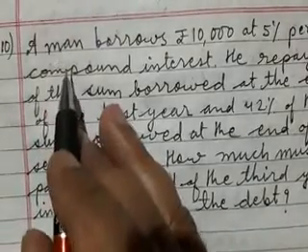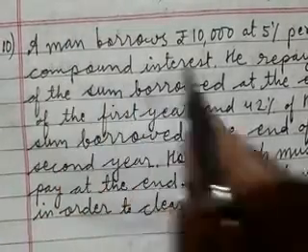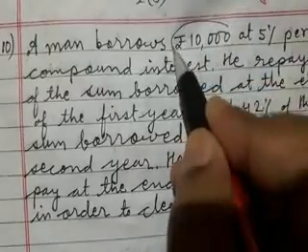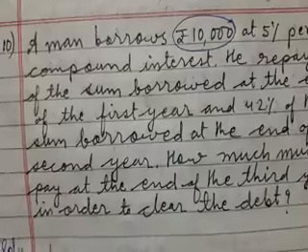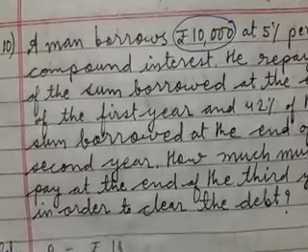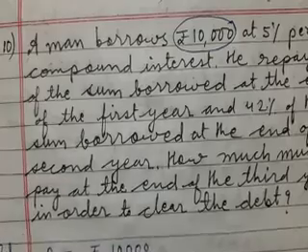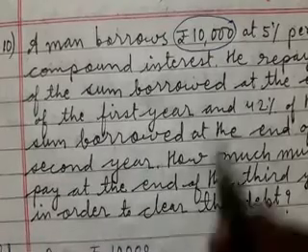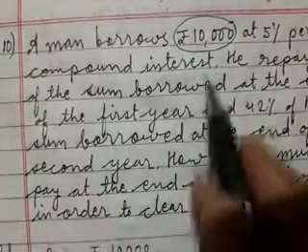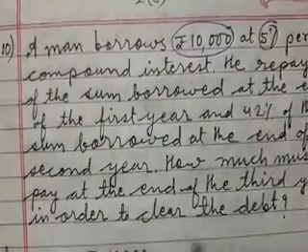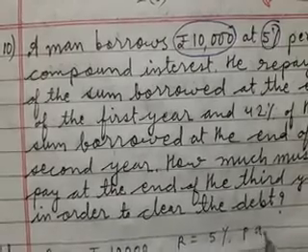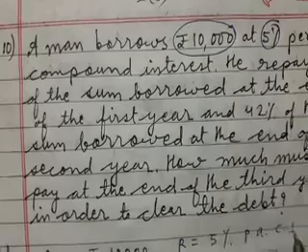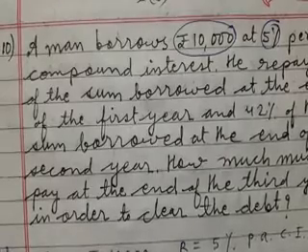Question number 10 of exercise 2b. A man borrows rupees 10,000. So this will be the principal, which is equal to rupees 10,000. At 5% per annum compound interest, we are given the rate is equal to 5% per annum compound interest.